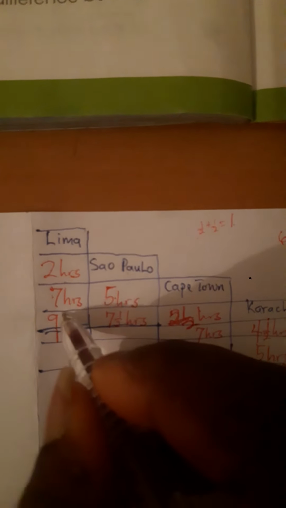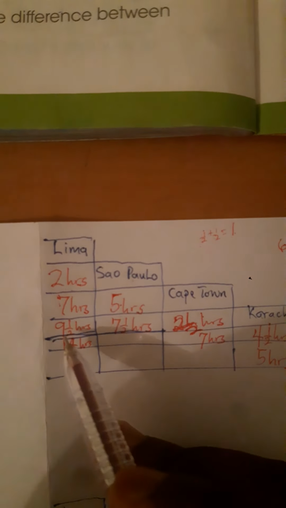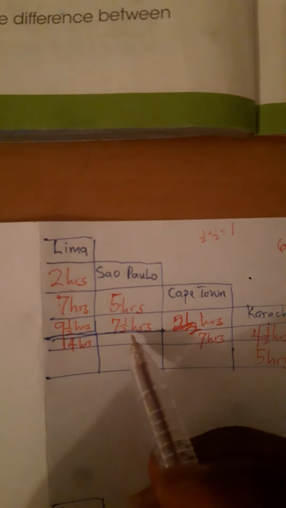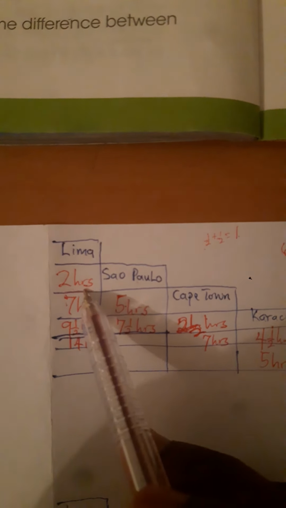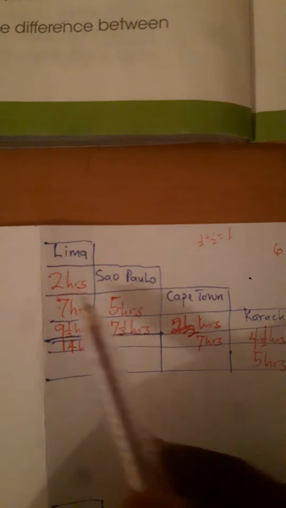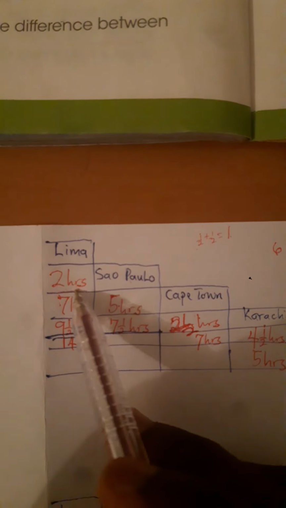9 hours, and you still have your half. So you have 9.5 hours. Because if you minus 9.5 hours minus 7.5 hours, you must have 2 hours. Because the time difference of these two cities is always 2 hours. If you minus it, you must have 2. 7 minus 5, you must have 2.